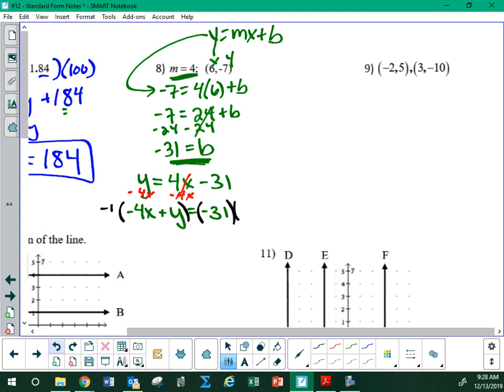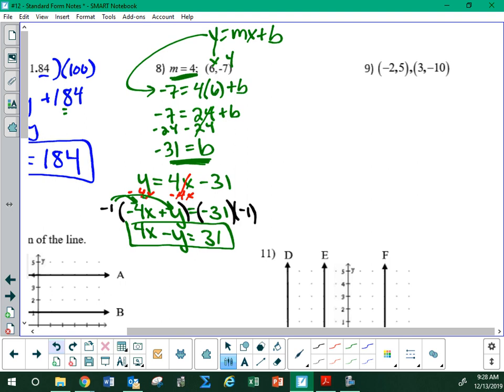Wait, why do you have to times by negative 1? Because I can't have that first one be negative. Okay. Alright, so I get positive 4x, then a negative y, positive 31. It just simply changes all of your signs. Now we're done. So that's what we did last class and the class before, but now we just have to do one more step.